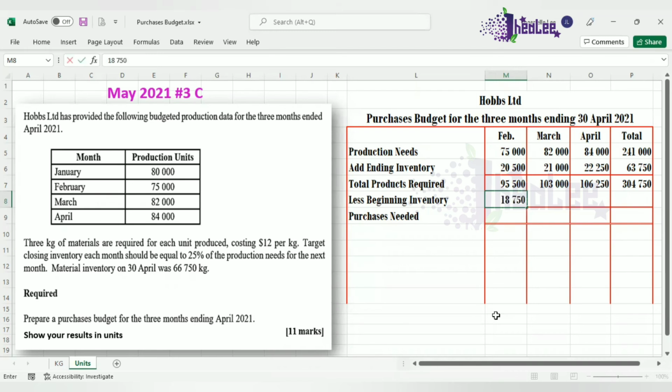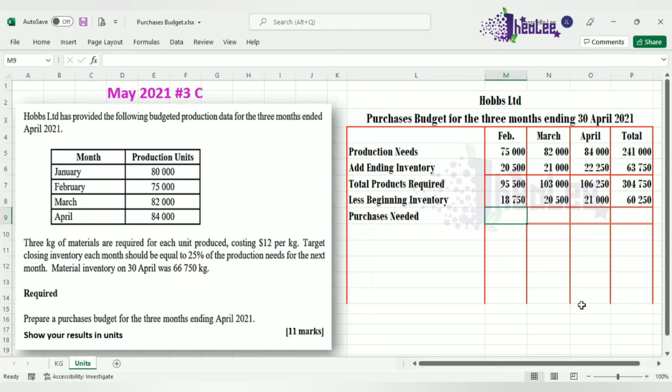18,750 for February. For March, we're just going to transfer the closing inventory from February to opening inventory, that is 20,500. And for April, we're transferring the closing inventory from March to the beginning inventory for April, and that is 21,000 units. And our total beginning inventory is 60,250 units. And now we're able to determine what we need to purchase for each month for the budgeted period. And that is total products required less beginning inventory.